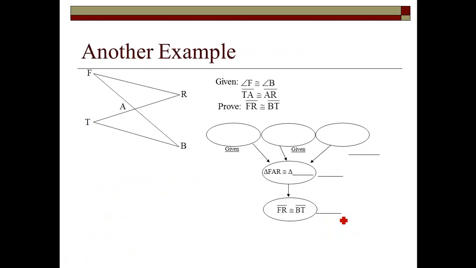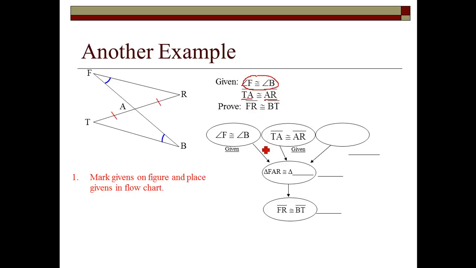Let's do another example. Okay, so again, we're going to go through our steps. We're going to mark our givens. So the first given we have is angle F is congruent to angle B. So we'll mark those. There's angle F, there's angle B, and I'll put that into my given. Then I've got TA is congruent to AR. So I'm going to take TA is congruent to AR, put that in my given. Okay, again, we're devising a plan.